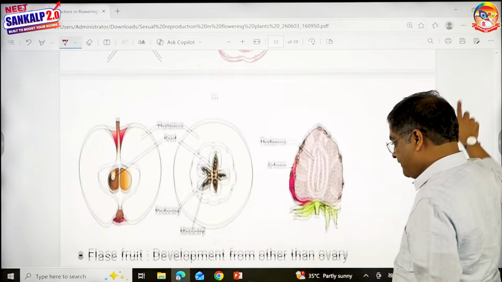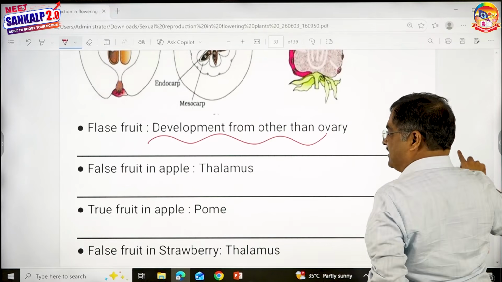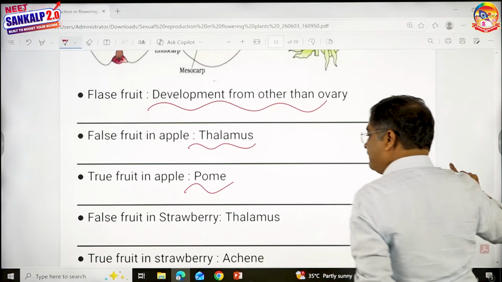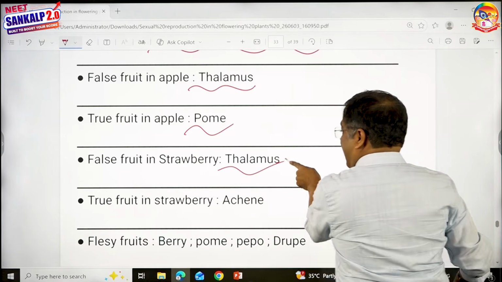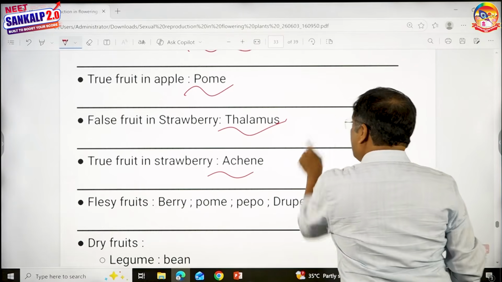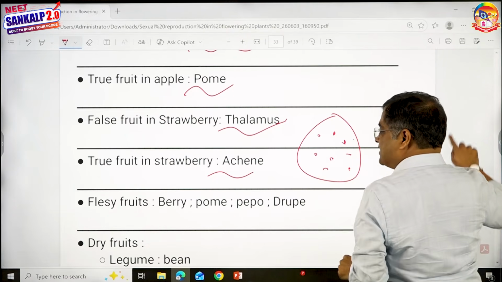Those points are important. False fruit can develop from any other part of the flower other than ovary. False fruit in apple is thalamus. The true fruit is pome. False fruit in strawberry is thalamus. The juicy part in strawberry is thalamus. And the true fruit, you're going to see small dots like this. So these are all the true fruits, which we call achenes.